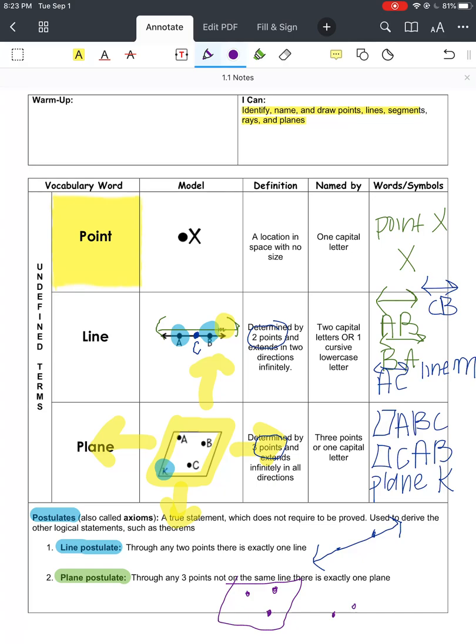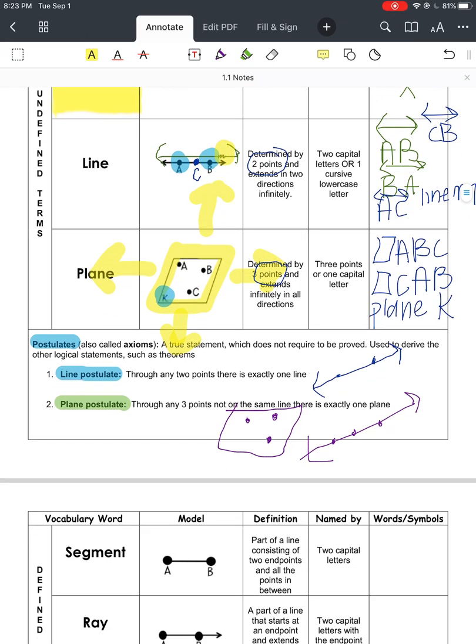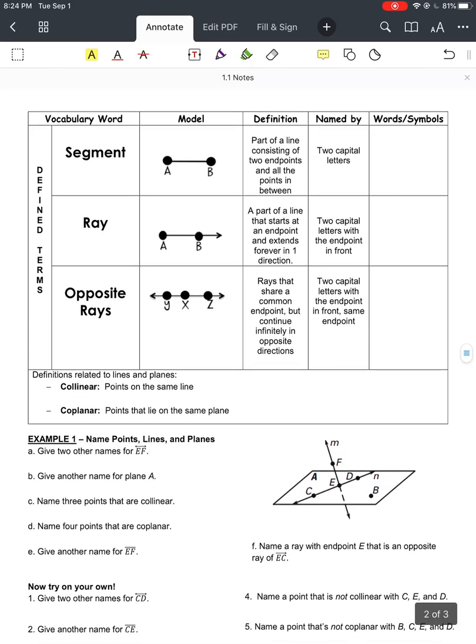I don't want to just draw 3 points all on the same line because then I'm really just naming a line with extra points. So again, through any 2 points, there's exactly one line. Any 3 points not on the same line, there's exactly one plane. There's a definition for that a little bit later.